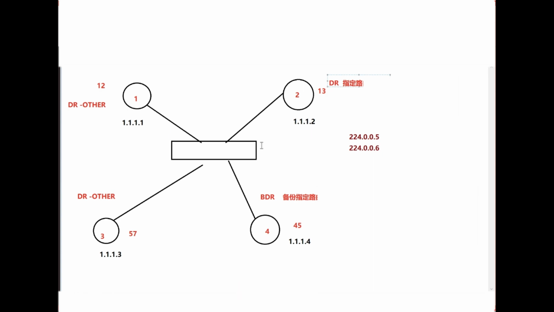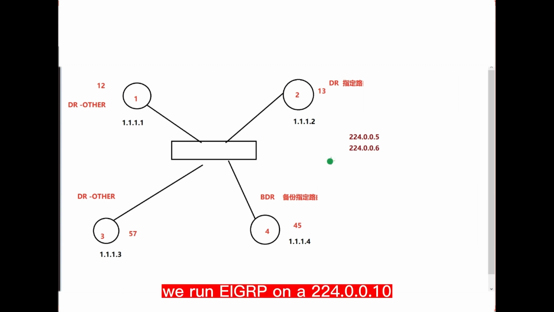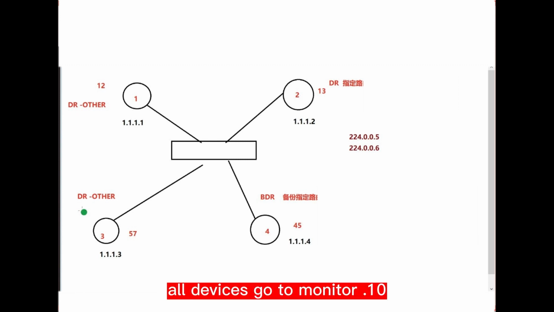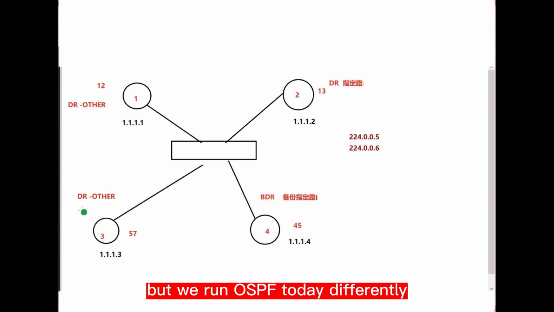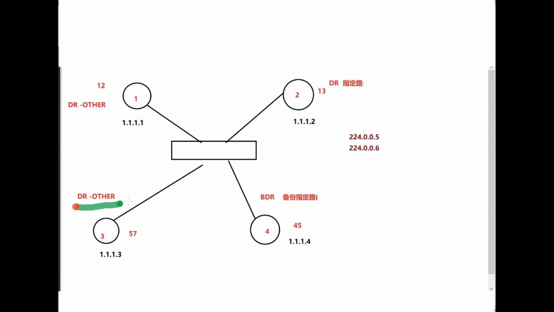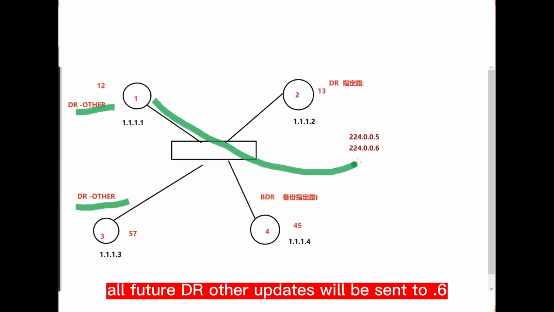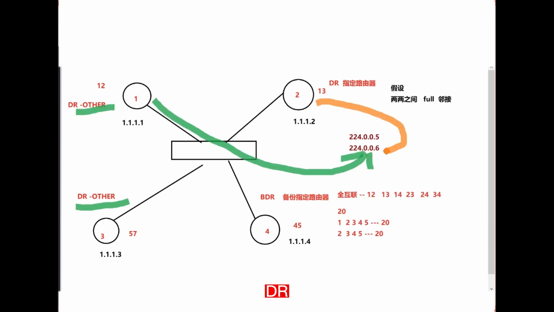One is DR, one is BDR, one is DR other. When we run EIGRP, actually there is only one address, 224.0.0.10, and all devices monitor it. But when we run OSPF, it is different. Different roles listen to different channels. All future DR other updates will be sent to 224.0.0.6, and DR and BDR monitor 224.0.0.6.